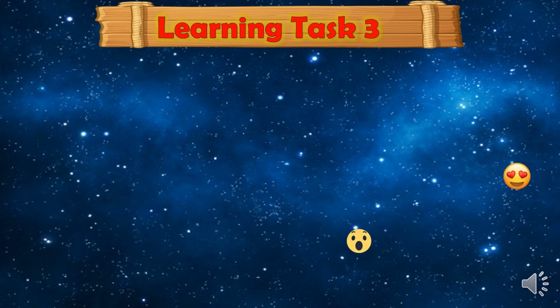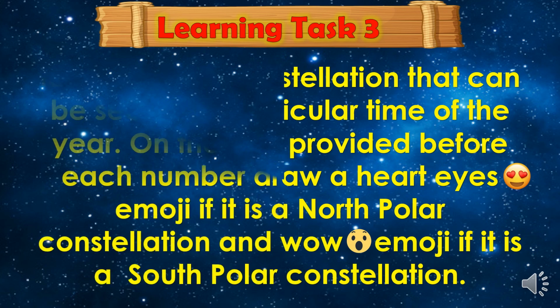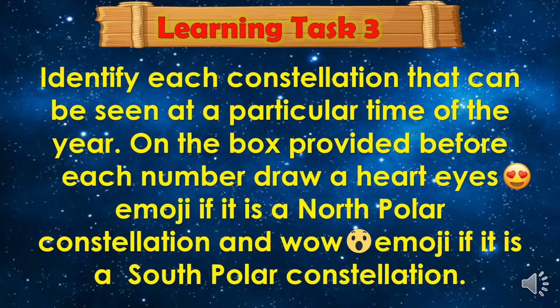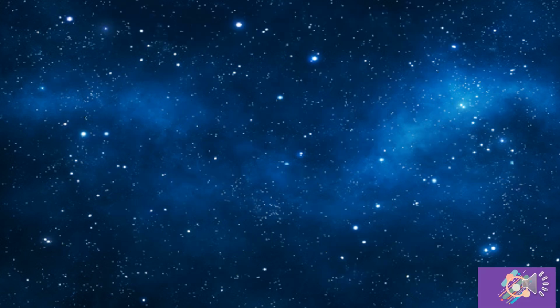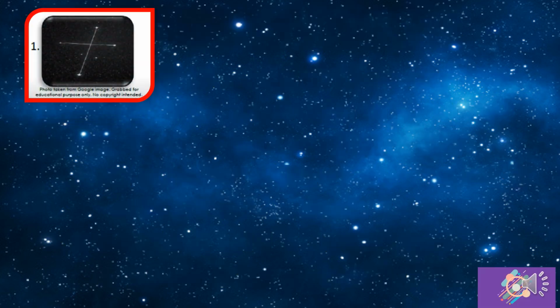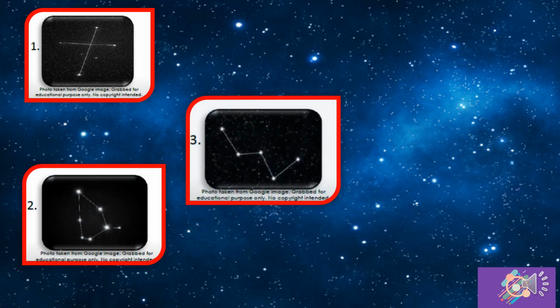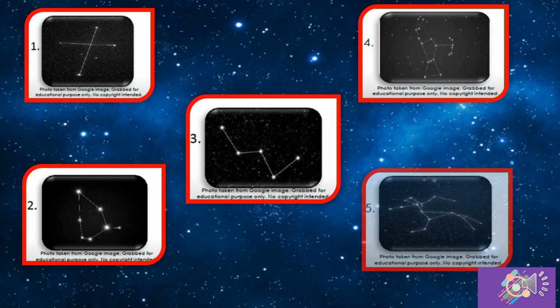Next, we have learning task number 3. Identify each constellation that can be seen at a particular time of the year. On the box provided before each number, draw a heart eyes emoji if it is a North Polar constellation, and wow emoji if it is a South Polar constellation. So these are the pictures for learning task number 3. 1, 2, 3, 4, then 5.